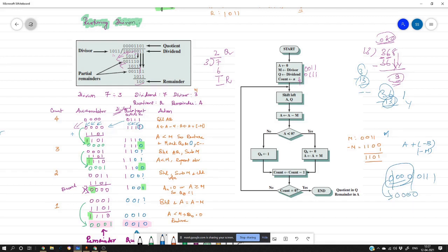If A is less than M, what is A? It is 1101, that is a minus value. If A is negative, that is what has been checked here. Subtract and check whether A is negative. If A is negative, then what you do is restore the value and move 0 into Q. So restoring, how they do here, they've subtracted M from A. To restore, they've simply added M back to A. So that actually restores the value in A. I hope this is clear.